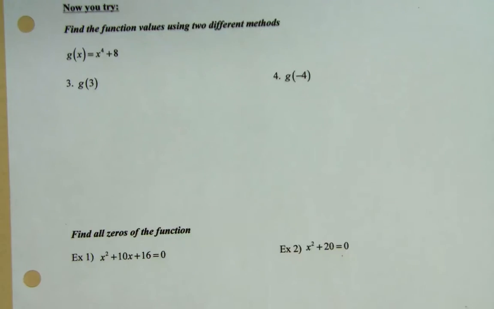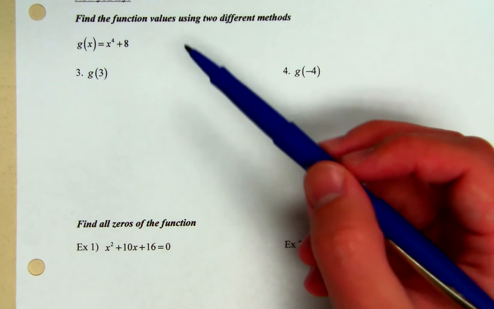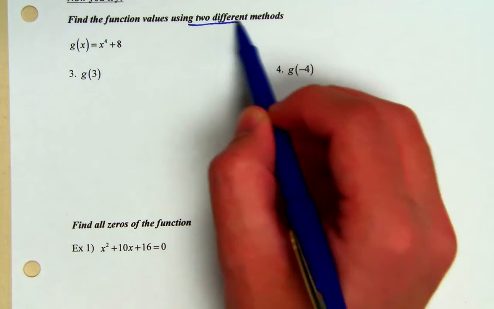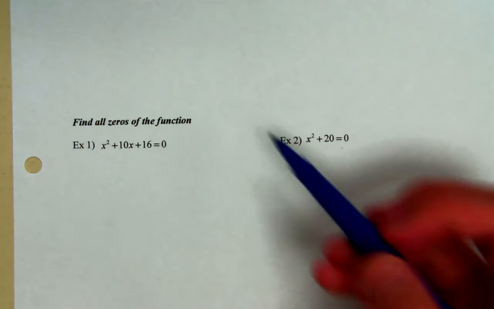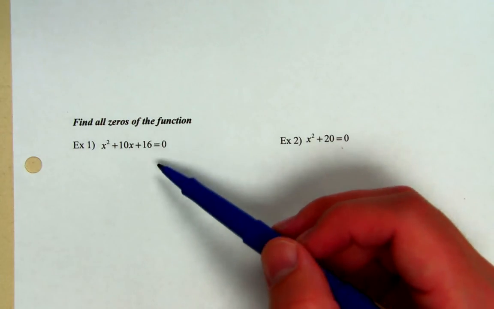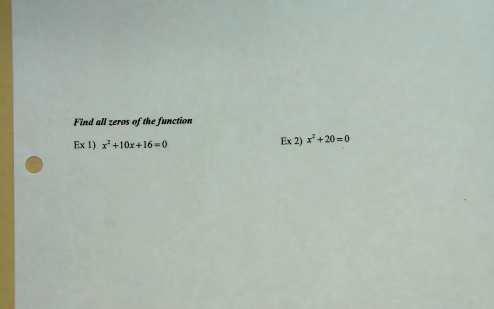Alright? So now what I want you to do is try these examples on your own. This is saying, hey, use 2 different methods to solve these, so synthetic and substitution, and then find all the zeros of the function. That's like what we just did. And bring that to class tomorrow to discuss.